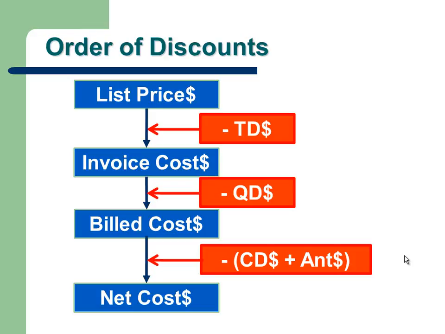And of course, if the quantity discount is zero, which means there's no quantity discount, in that case your invoice cost will be equal to your billed cost. So the cash discount and anticipation can be calculated based on the invoice cost. If there is a quantity discount that is not zero, then you have to take off the quantity discount first to know what the billed cost is, to be able to calculate the cash discount and anticipation based on the billed cost.